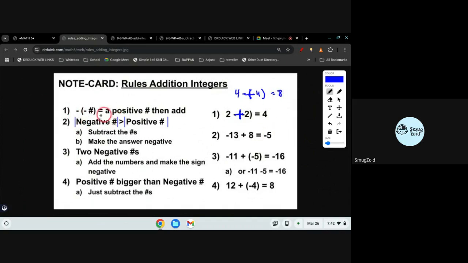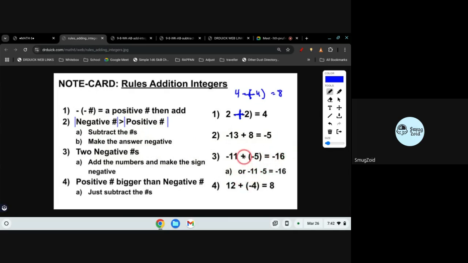Your absolute value of the negative number is greater than the positive number. You just subtract the numbers. Basically, you take the difference, and because this number, the negative number, is bigger, you put the negative sign in front of it. So we have minus 13 plus 8. You just take the difference of these two numbers, and you make it minus 5. If you have two negative numbers, it's real easy. Just put them together and put a negative sign next to it. Negative 11 plus negative 5 equals negative 16. Okay?